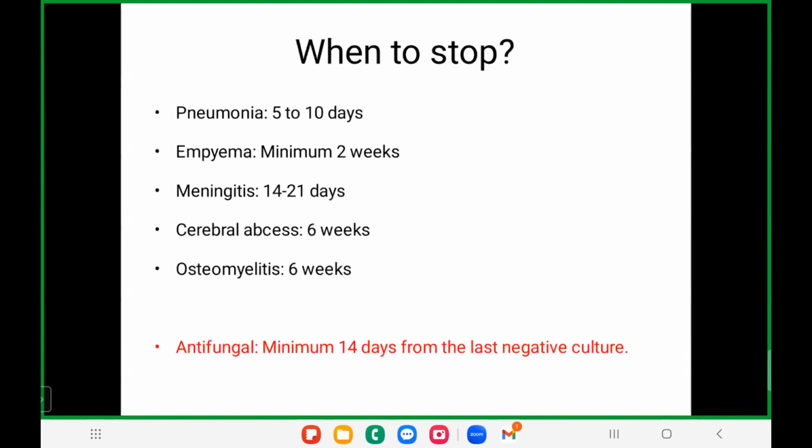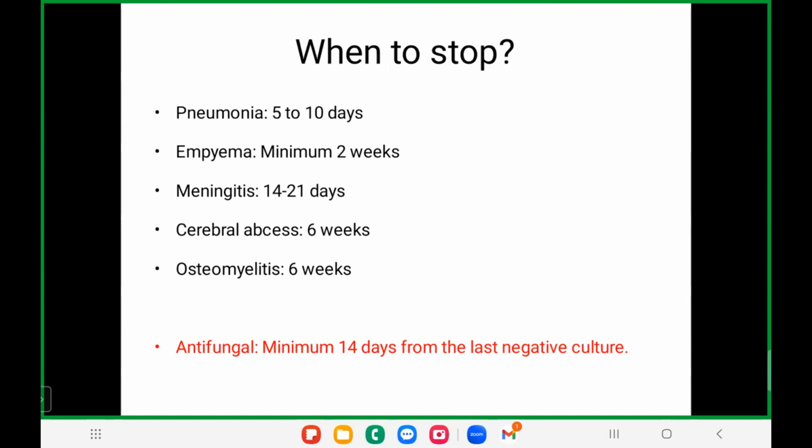So when to stop? It depends on what type of infection and what site of infection you are dealing with. If it's pneumonia, the guidelines say 5 to 10 days is enough. For empyema with complicated pneumonia, you need at least 2 weeks of antibiotics, and depending on the improvement, you need to decide. Sometimes you need to give 6 to 8 weeks as well.